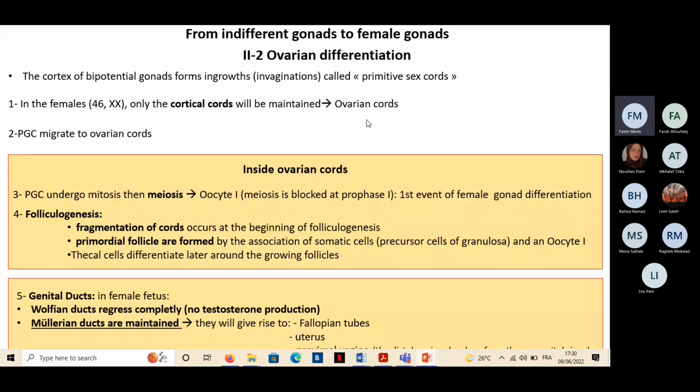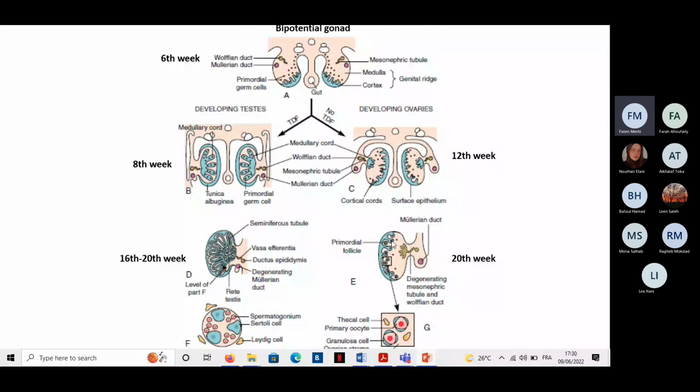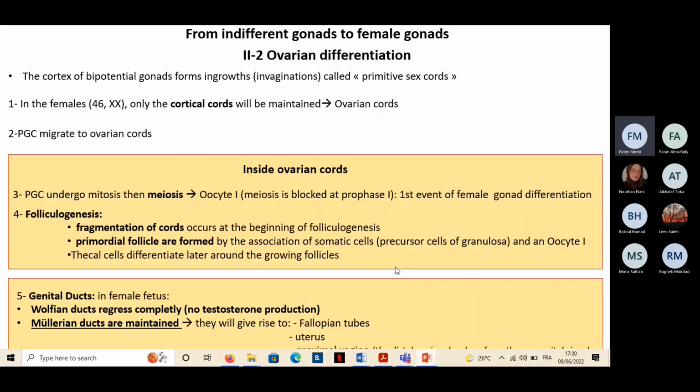As you know, we will have the PGC surrounded by those ovarian cords, or those cortical sex cords. Now, the PGC were dividing. We said that the primordial germ cells are dividing inside of the bipotential gonads. They are proliferating, so they will be dividing by mitosis.